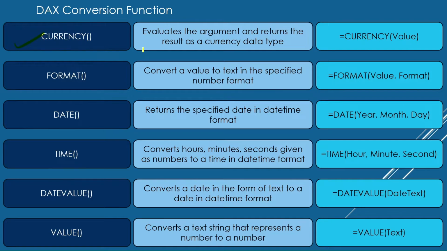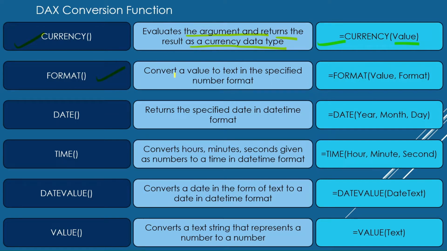This is the CURRENCY function. It evaluates the argument and returns the result as the currency data type. The signature of the CURRENCY function is CURRENCY, and it takes one value.